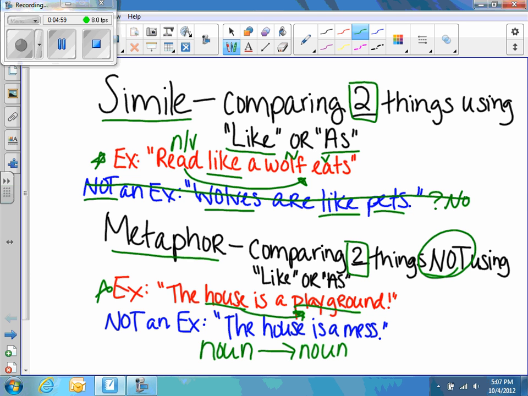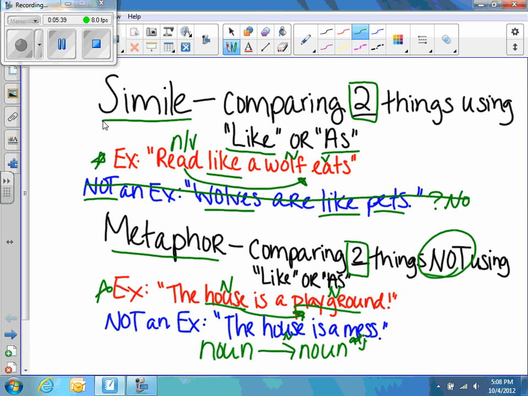Okay, so then we have the metaphor here. We have the house, which is our noun, is the playground, which is another noun. So that's an easy way to look at it. So we have noun is a noun. Now if we look at our non-examples, the house is a mess. We have house, that's our noun. But mess is an adjective. Remember, adjectives describe things. So we're describing in this sentence. We're not comparing, we're describing. So we want to make sure that we're comparing two things. So an easy way to remember is noun to noun. Compare noun to noun. So the house, noun, is the playground, noun.